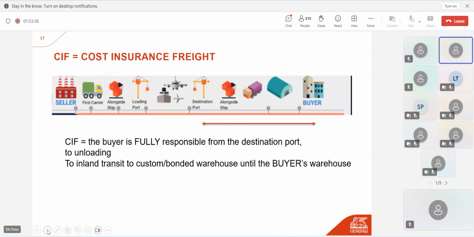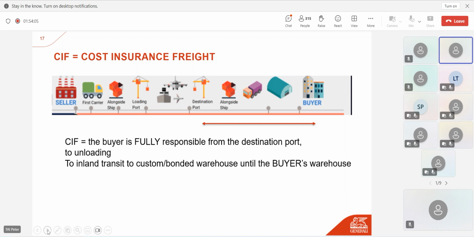This is very common. CIF, cost, insurance, and freight. This one is quite common, but not as common as FOB. This one means the seller will be responsible up to the unloading part from the ship. Just now the CFR is just up to the port. The loading and unloading part is not covered, but this one is covered.